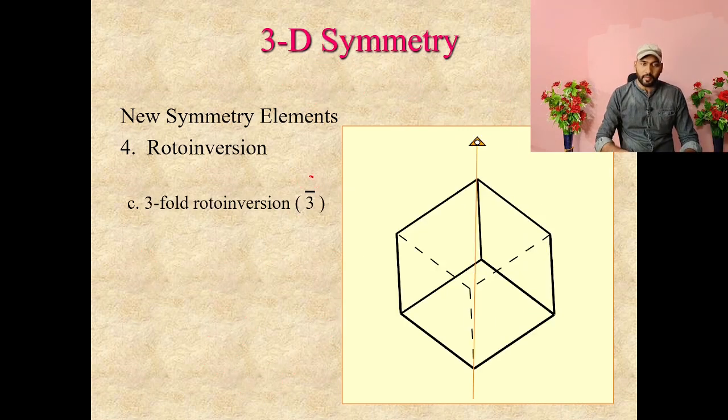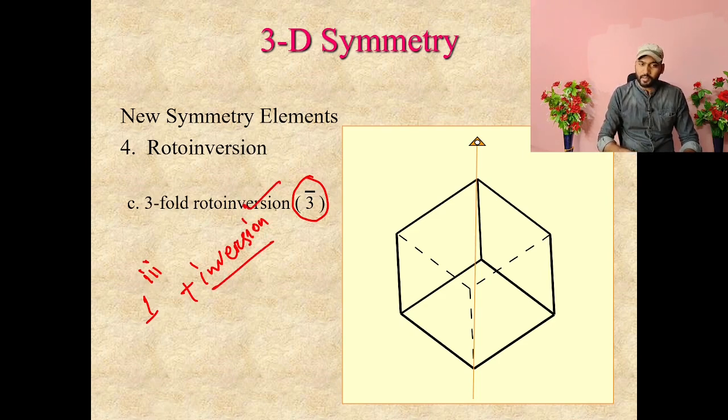This is 3 bar. 3 bar means one axis of threefold rotation plus inversion. This is a very important class. It will come in your trigonal system. Here we have the threefold rotation and inversion axis, a roto-inversion axis. Here a triangle represents threefold rotation, and there is a circle in between the triangle, which means inversion also, that is, rotation plus inversion.